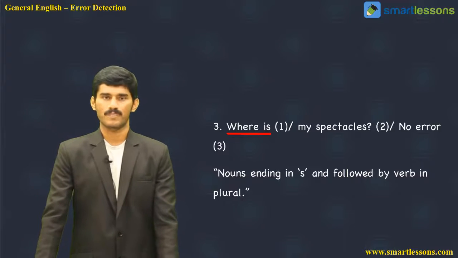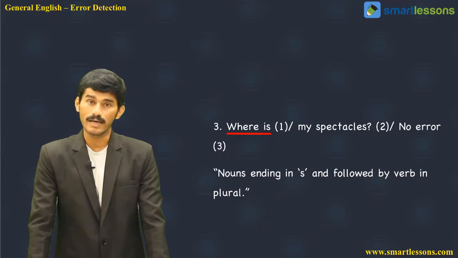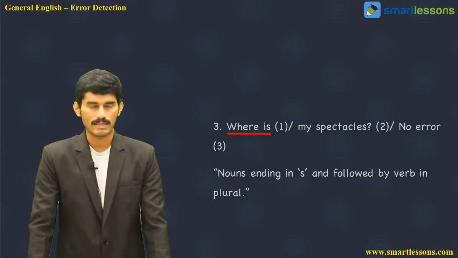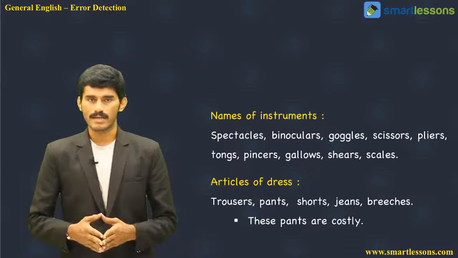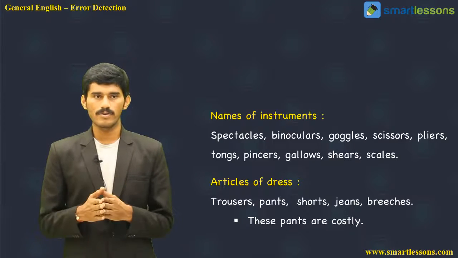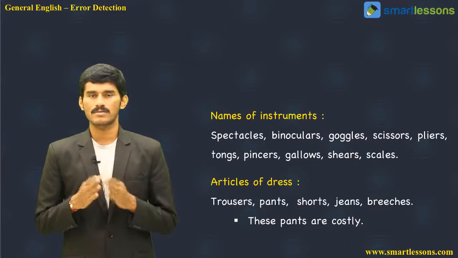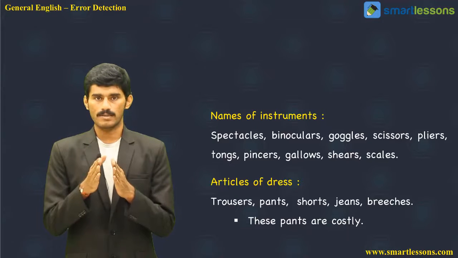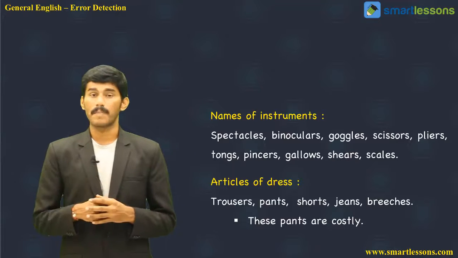Use a plural verb. So let's see. Nouns ending in s and followed by a verb in plural. Let us see some nouns. They end in s, so they should be followed by a plural verb. Let us see some of them. Names of instruments like spectacles, binoculars, goggles, scissors, pliers, tongs, pincers, gallows, shears, scales. All these are names of instruments made up of two parts. So they are to be taken as plural, like in the case of spectacles.